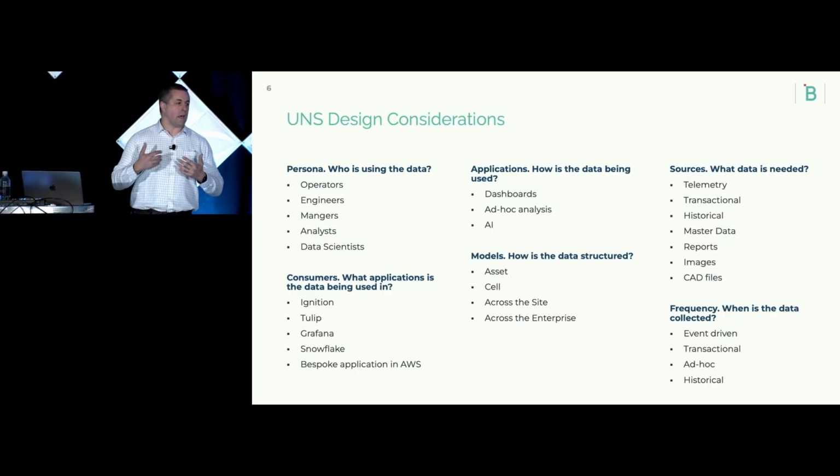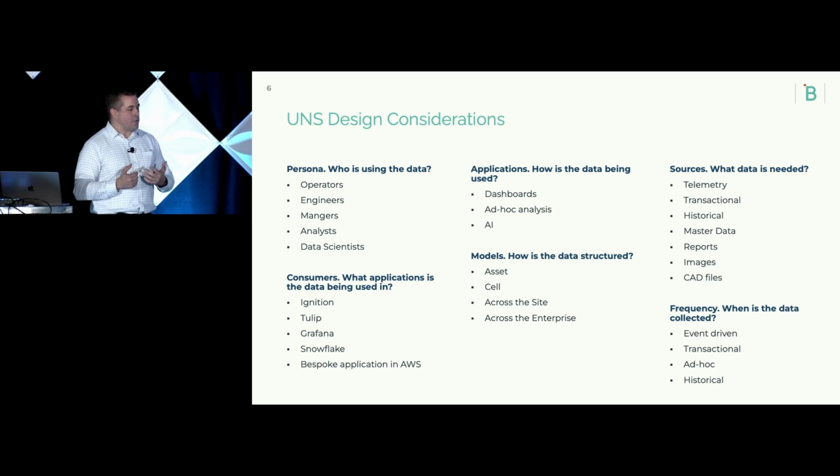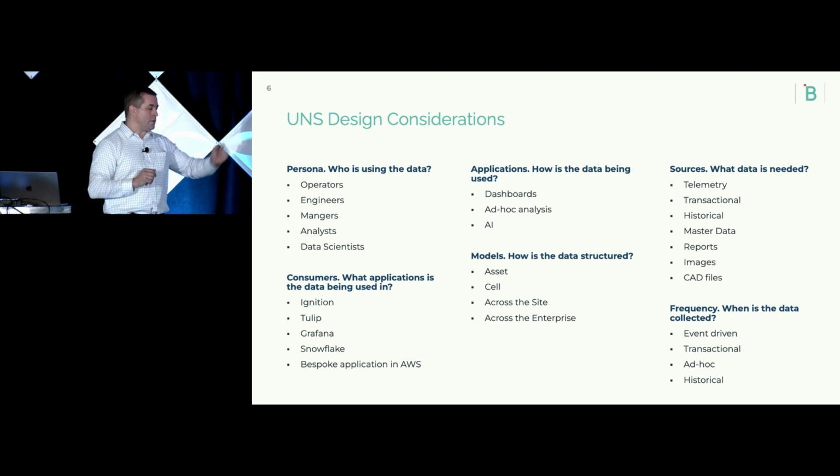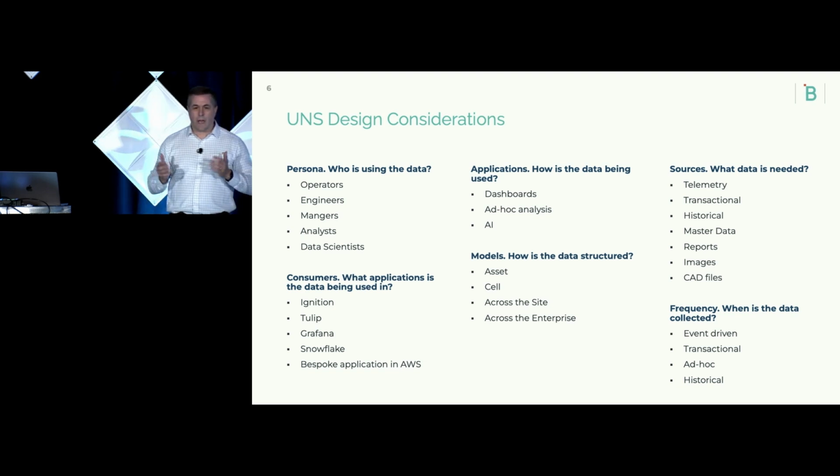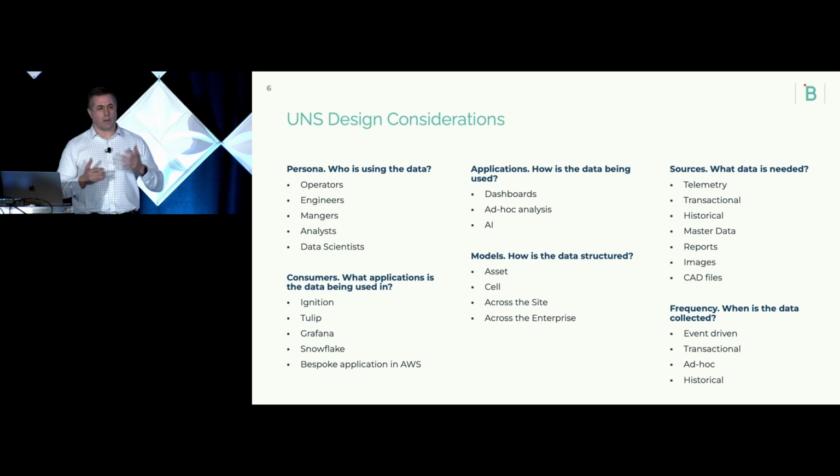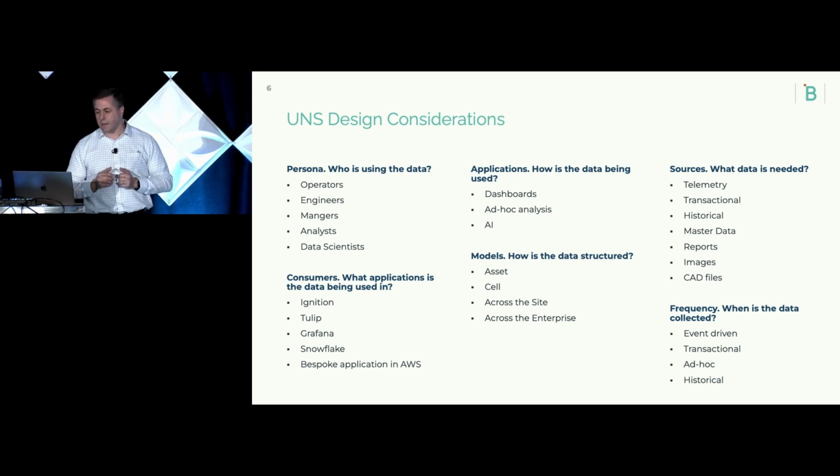So as you take on building a UNS, start out by looking at, okay, who's going to consume this data? What systems are going to consume it? Is it Ignition? Is it Tulip? Is it Maintainix? Is it Grafana? Is it Snowflake? What are the applications? How are we using it? Are we dashboarding? Are we using AI? What are the models? What are the different structures that we need to collect?